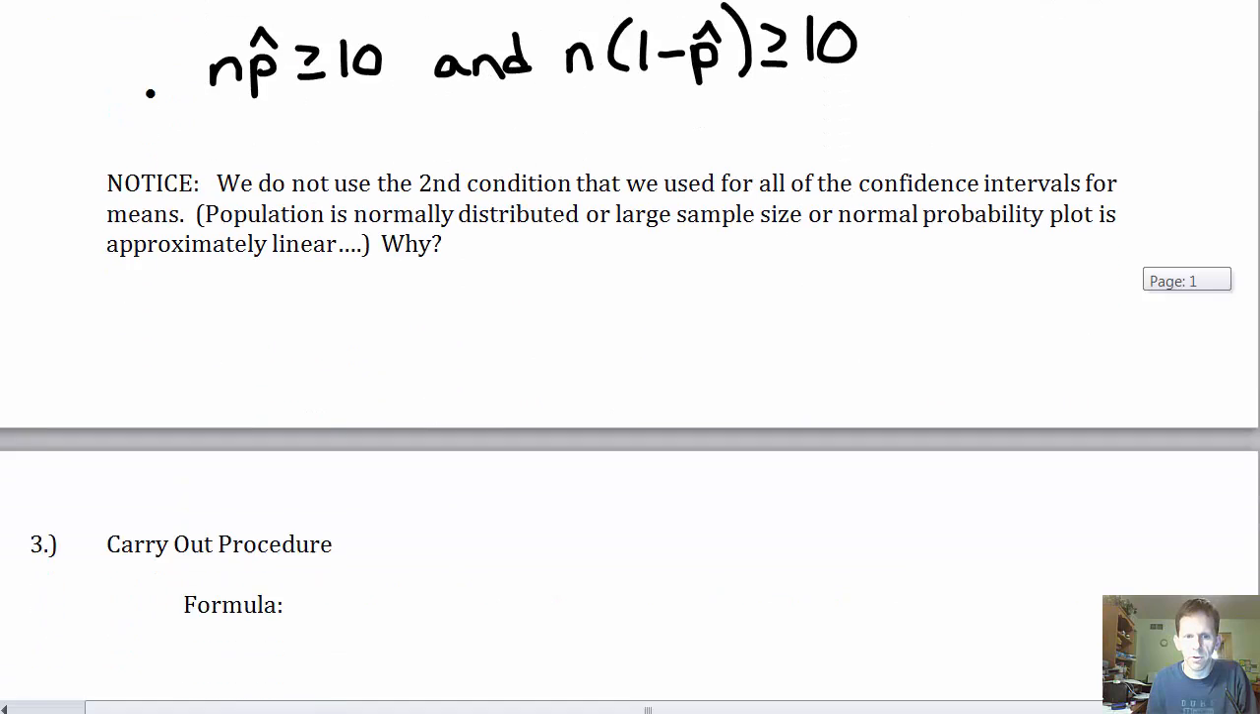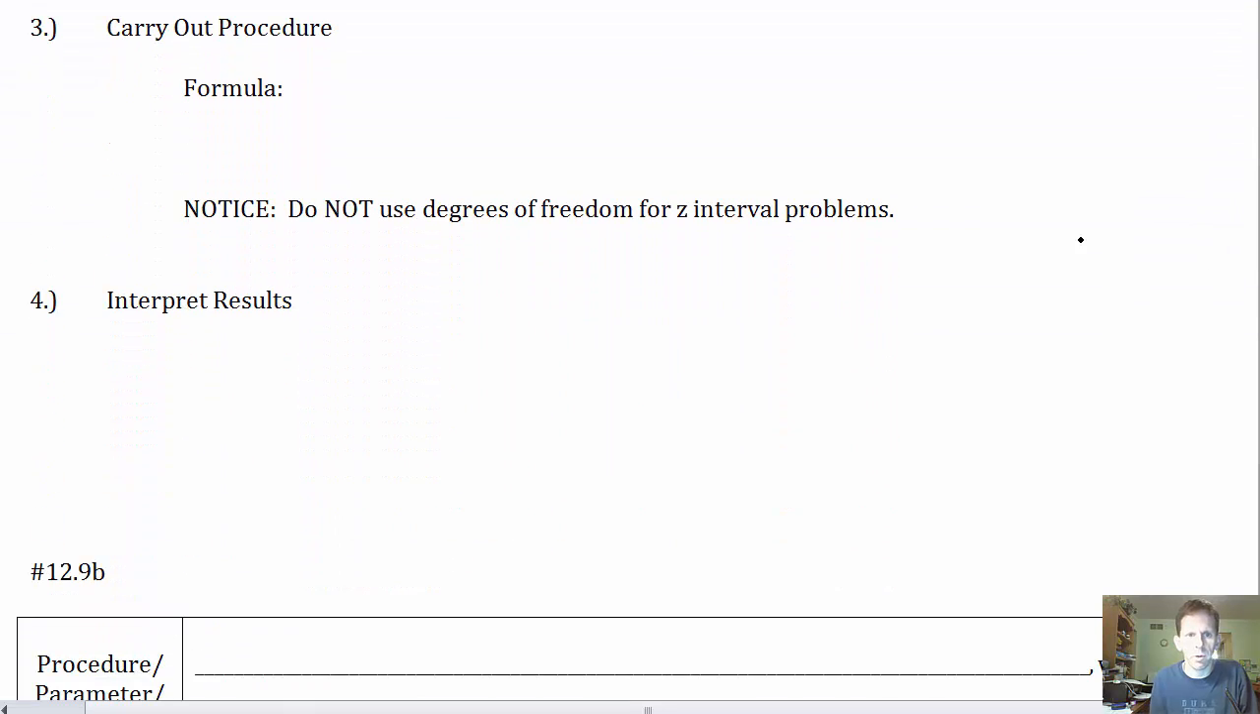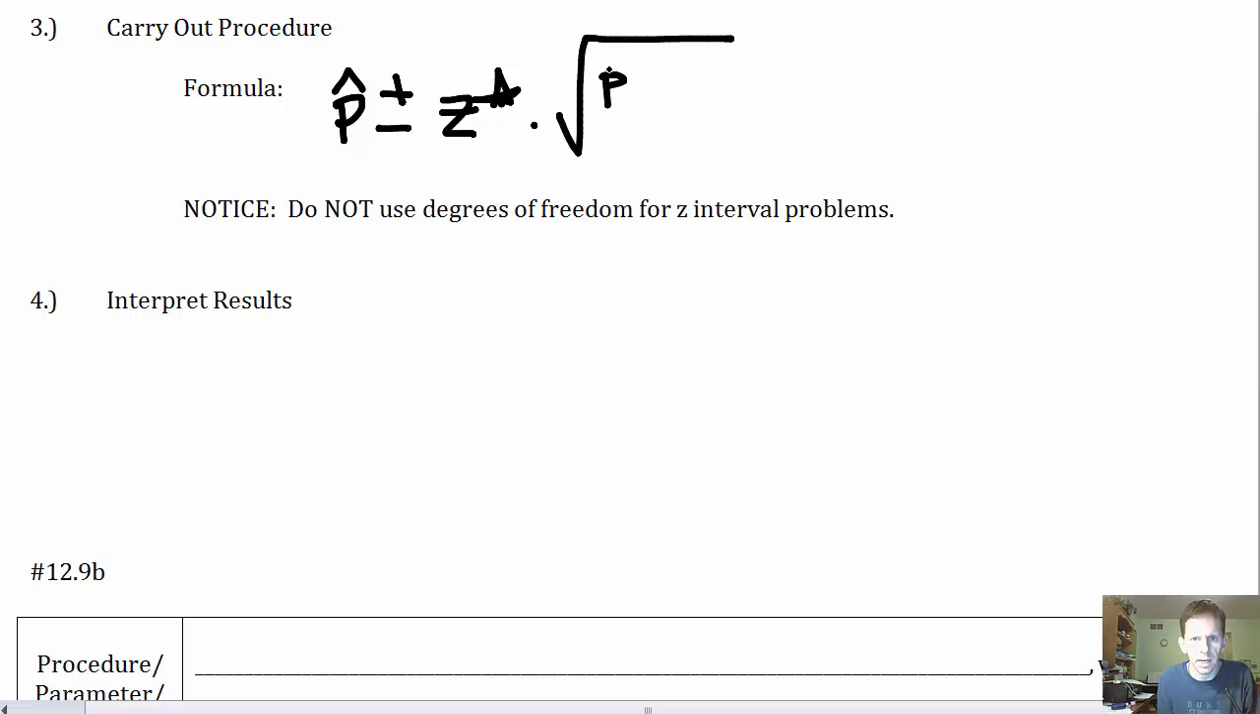As we move on to the back side of your notes worksheet, step 3, when we carry out the procedure, remember that our formula that we're working with here is p hat plus or minus z star times the square root of p hat times 1 minus p hat over n. When you're carrying out the procedure, you do not have to write out the formula, but you do have to plug the numbers in the right spot. Because it is a z interval, we do not use degrees of freedom for z interval problems. We only use degrees of freedom for t interval problems.